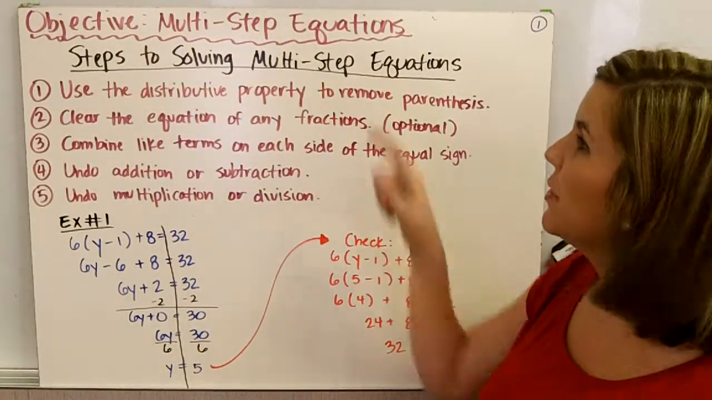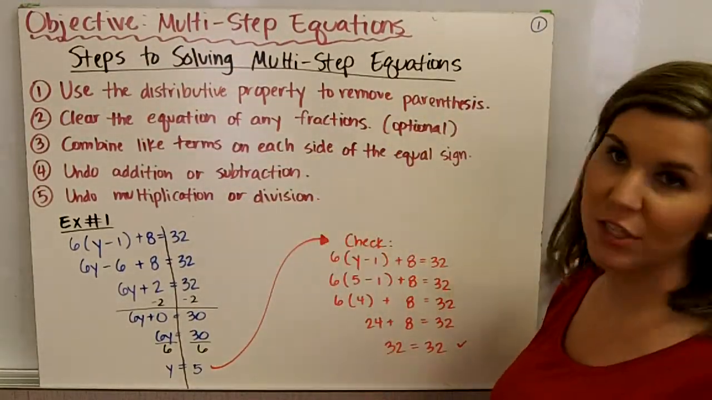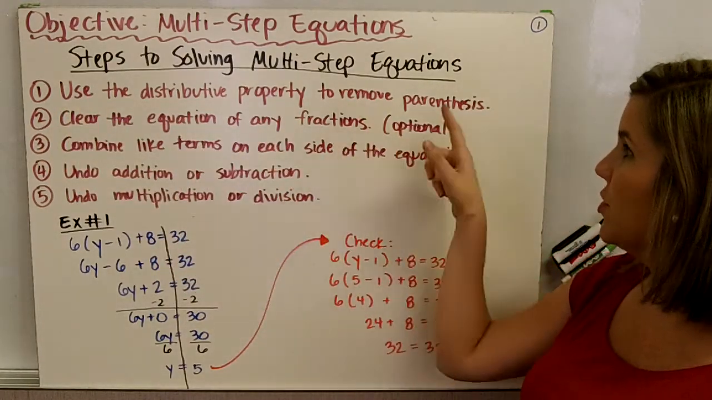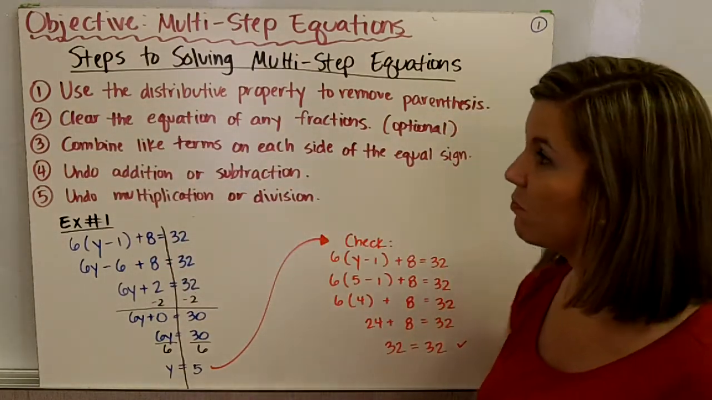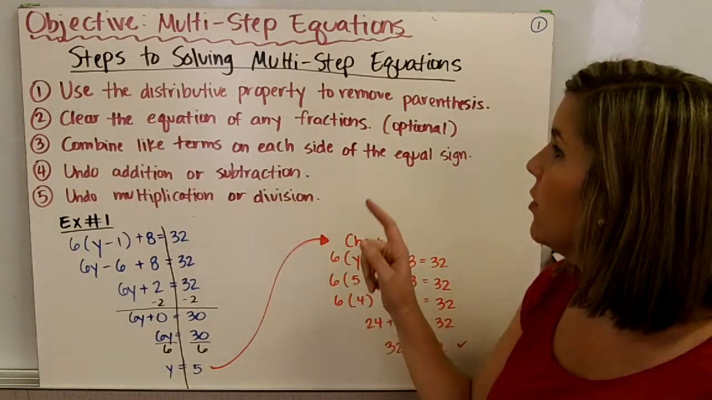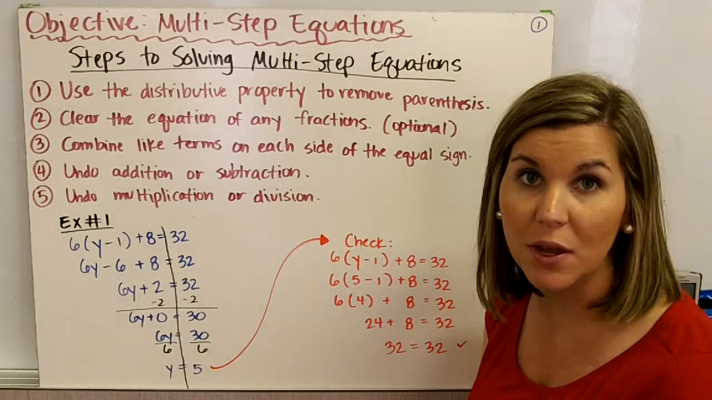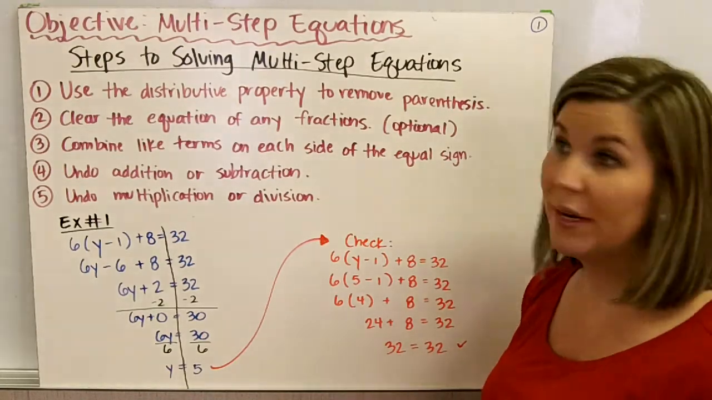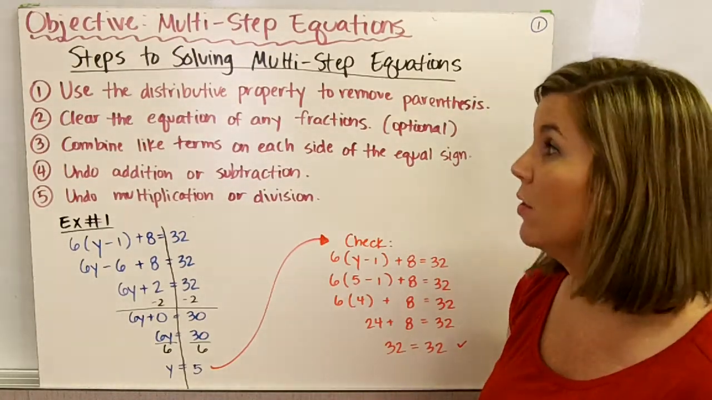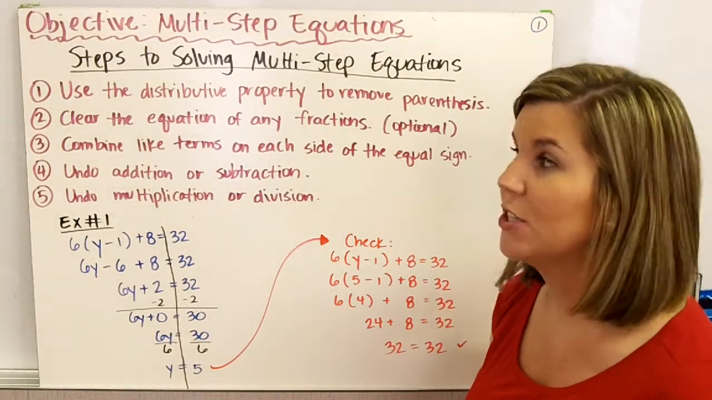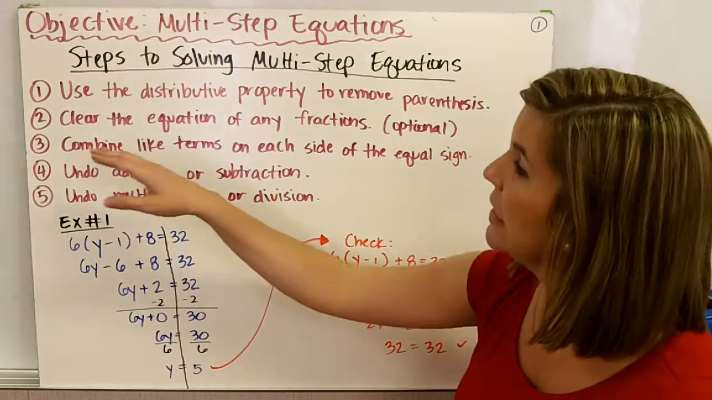Objective, multi-step equations. Steps to solving multi-step equations. First step, use the distributive property to remove parentheses. Second, clear the equation of any fractions. This step is optional. If you're good with working with fractions, then you may not choose to do this step. However, most of the time, it's easier if you get rid of the fractions before solving.